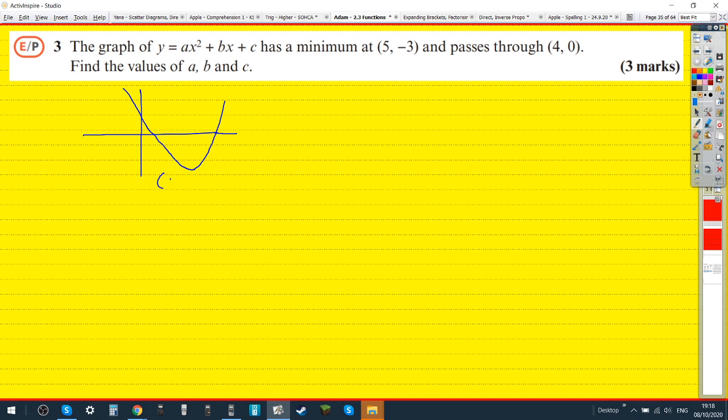So would the 2 x's be 4 and 0? Nope. It passes through 4, 0. That's just one of them. Oh, right. When x is 4, y is 0. Oh no, sorry, it'd be the one on the left, wouldn't it? Yeah. If that's 4, so that's 4. Okay. So how do we get everything else?